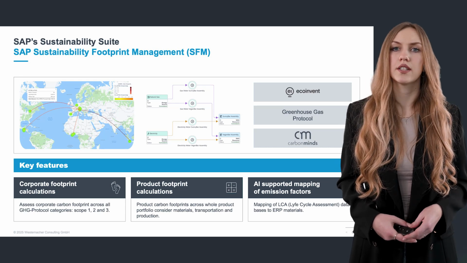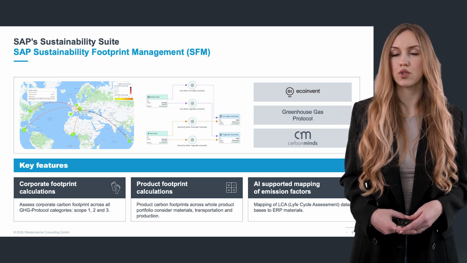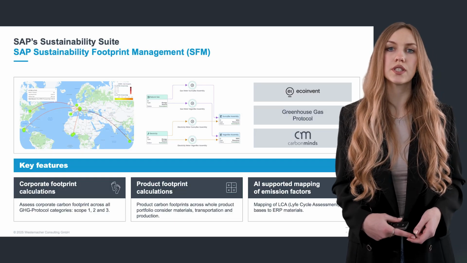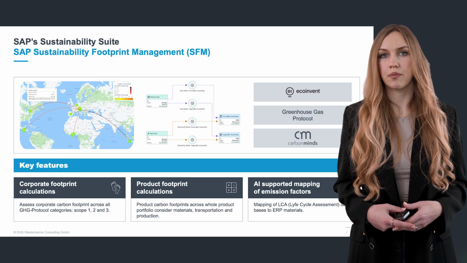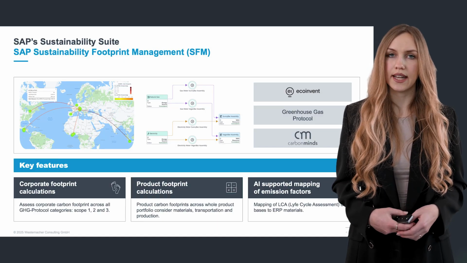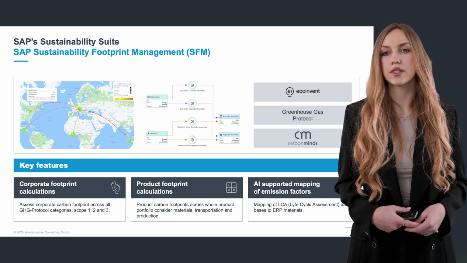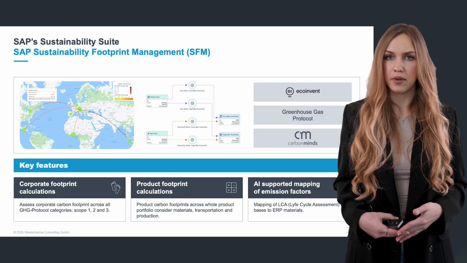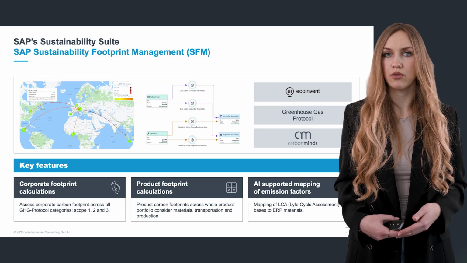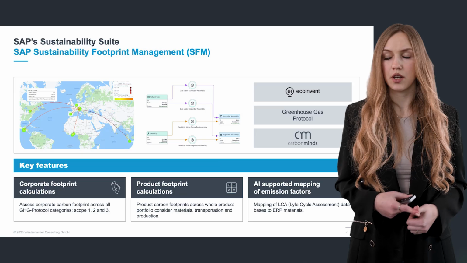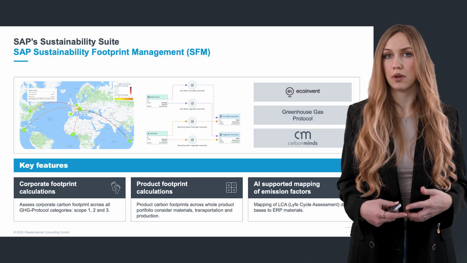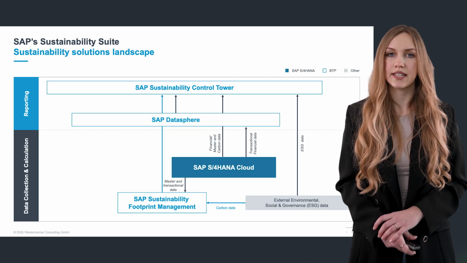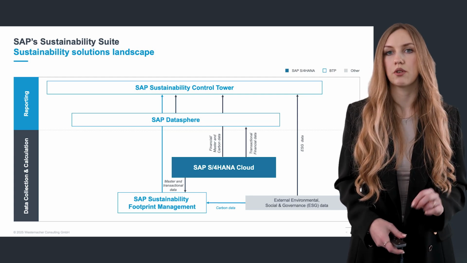And then we have the AI-supported mapping of emission factors. So always, if we want to calculate carbon footprint, we have to consider these emission factors. This is a separate, external database called LCA, and this is connected to SAP Sustainability Footprint Management. And with this AI-supported mapping, we can reduce the manual effort to map the ERP materials to those emission factors about 80%.